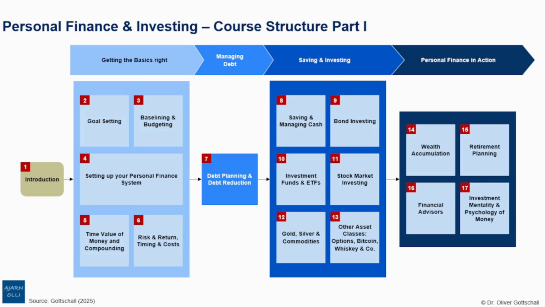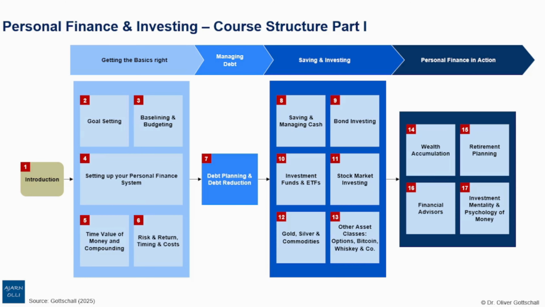In the next step, we are going to talk about debt, specifically debt planning and debt reduction. And then there will be a big section of 6 sessions about saving and investing. So that includes savings and managing cash. Then in session number 9, we talk about bond investing. Session number 10 will be about investment funds and ETFs. In session number 11, we talk about stock market investing specifically. And then we will cover some commodities, gold and silver, and then some other asset classes like options, bitcoins, maybe some real goods like whiskey and some other things.